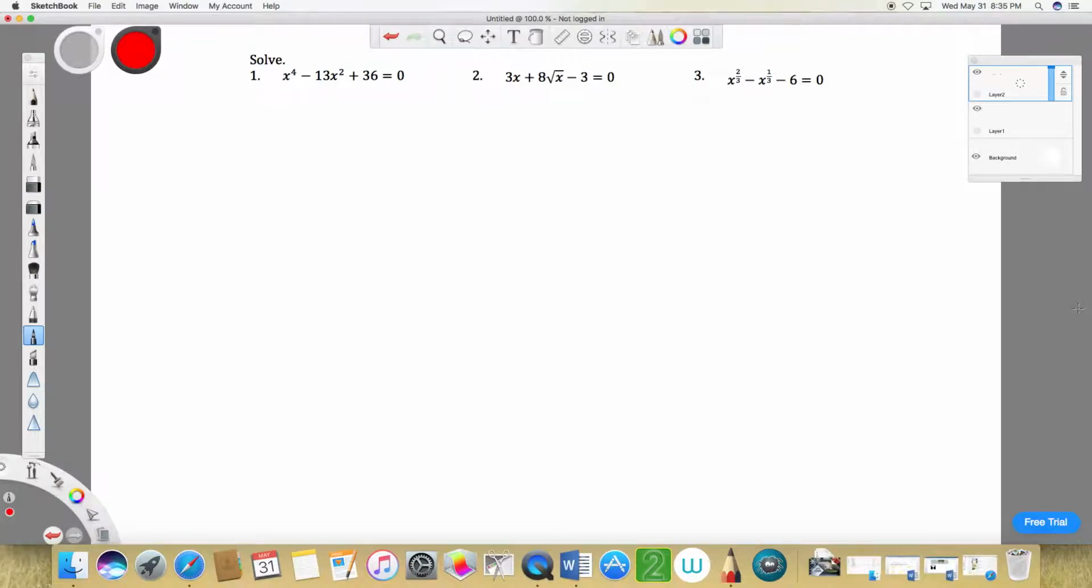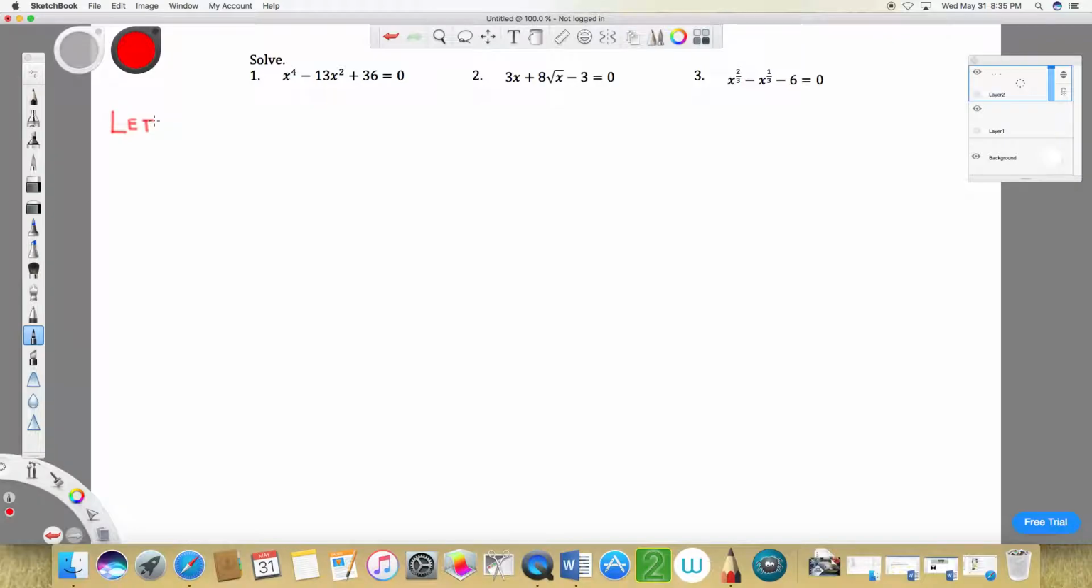Let's take a look at these three equations. These equations are referred to as quadratic in form. Technically, they're not quadratic equations, but through a change of variable, we can write them as a quadratic equation. So let me illustrate what I mean by that.